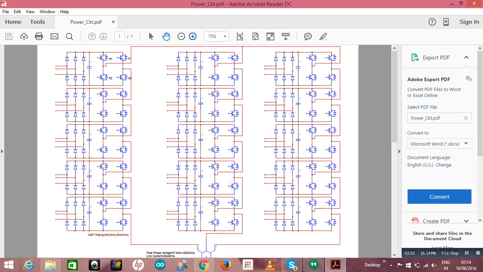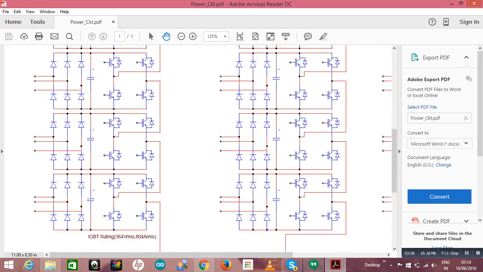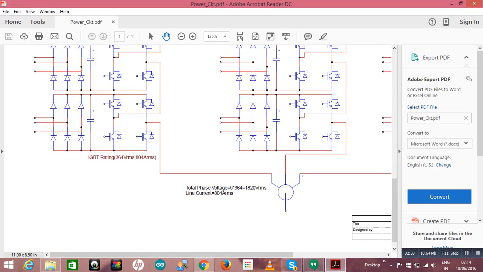So now let us see how I have arrived at it. You see, my motor line voltage I need is 3150 volt RMS. The motor is star connected, so my phase voltage will be this line voltage divided by √3. That means 3150 divided by √3, which comes to around 1819 volt. Now that is my RMS voltage.